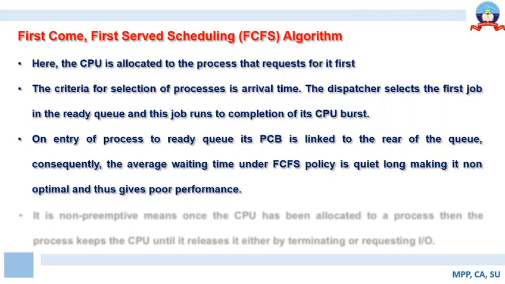So how does it actually happen? On entry of a process to the ready queue, the PCB of the process, the process control block, is linked to the rear of the queue. So you have a queue of processes that are waiting for allotment of the CPU using FCFS. Whenever a new process comes in, the PCB of the process will be attached to the rear of the linked list pertaining to the ready queue. Consequently, the average waiting time under the FCFS policy is quite long, making it non-optimal and exhibiting very poor performance.